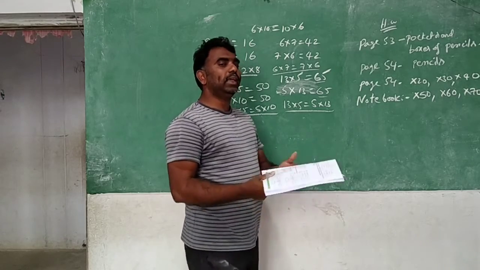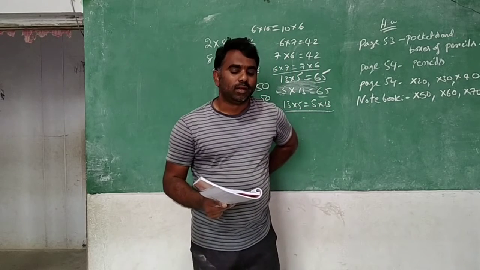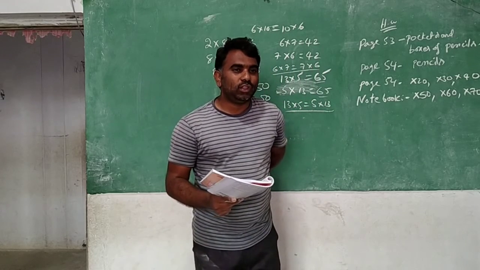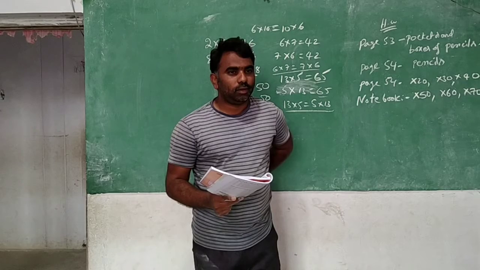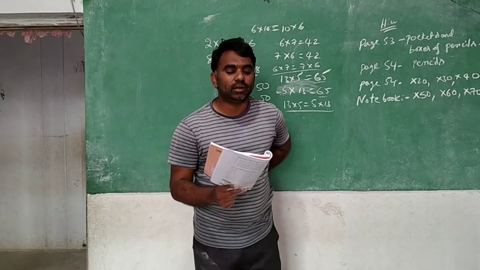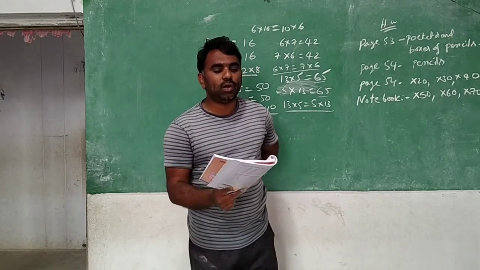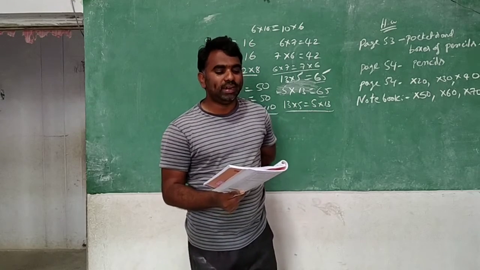Okay, now you do one thing. Do you have a pencil with you? If the pencil is there, page number 55, first bit. Now I have written out 2 into 8 are 16. That one you complete now. Write it now. 2 8s are 16.